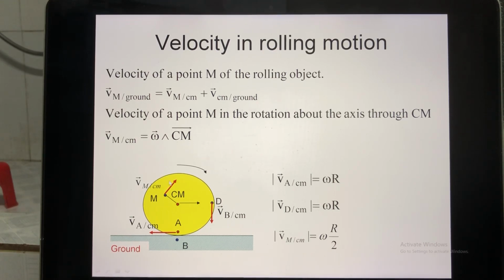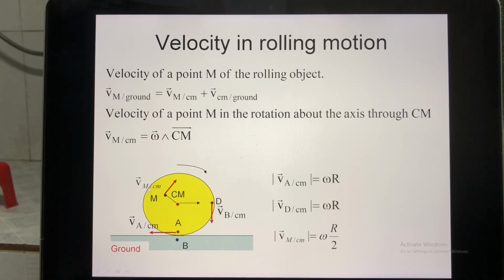If I consider any point on this disc, for example this point, we call it M. The velocity of M with respect to the center of mass is like this, and like this. Later, here it will be like this, and here like this. So it's always in this direction with respect to the center of mass. Next, the velocity of the center of mass with respect to the ground always has this direction.